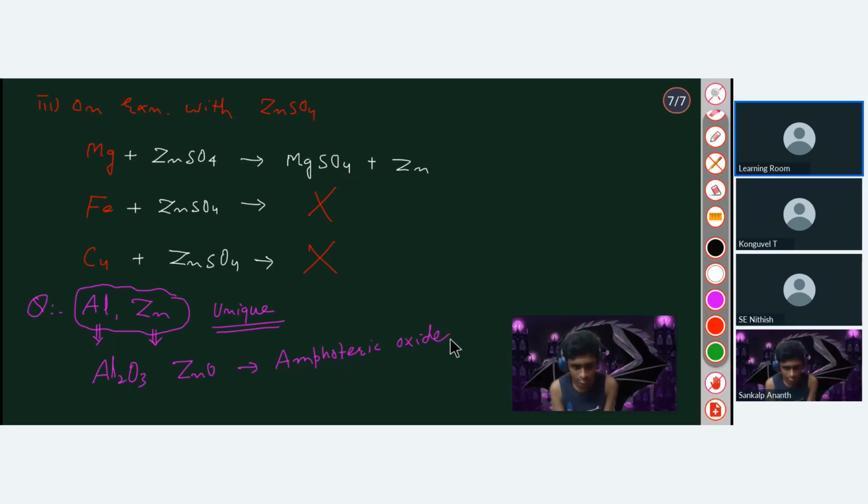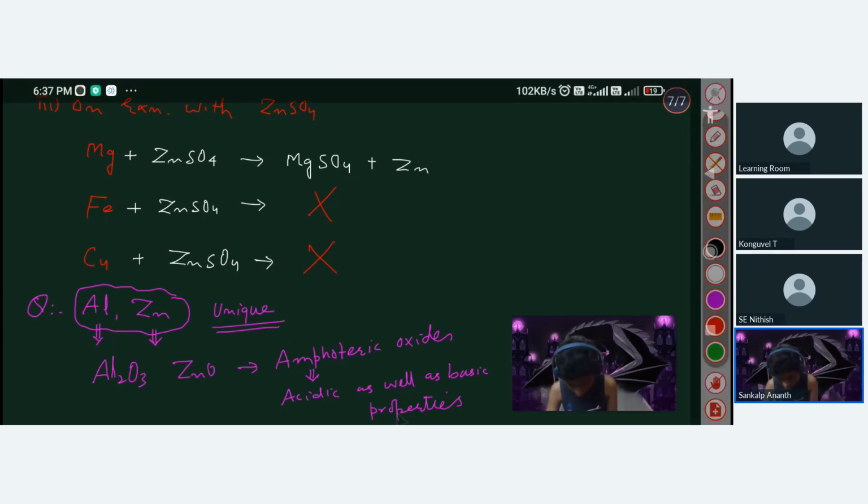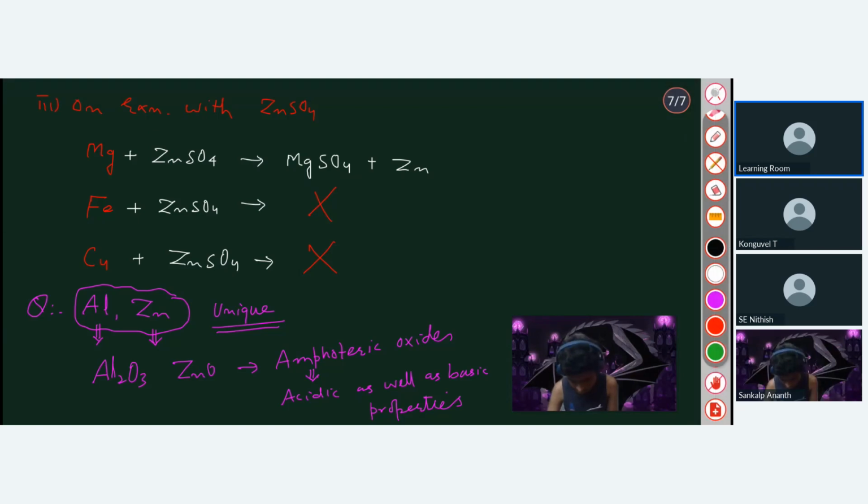Amphoteric means having both acidic as well as basic properties. That means they can react with both acid as well as base. So that's why they are amphoteric. You have to remember this. They are amphoteric. Got it? Yes, sir. Just note it down.